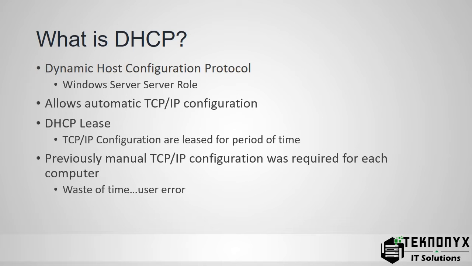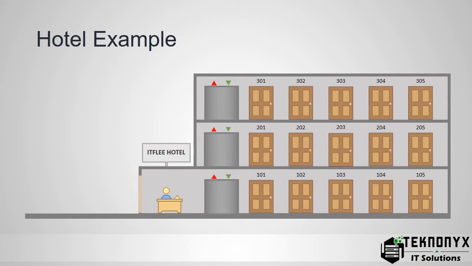Secondly, there's large room for user error. What if an administrator assigned the same IP address to two different computers? It would be the equivalent of someone in your neighborhood having the same home address, which is obviously a terrible problem. We're going to look at how a hotel operates to help you understand how DHCP works.